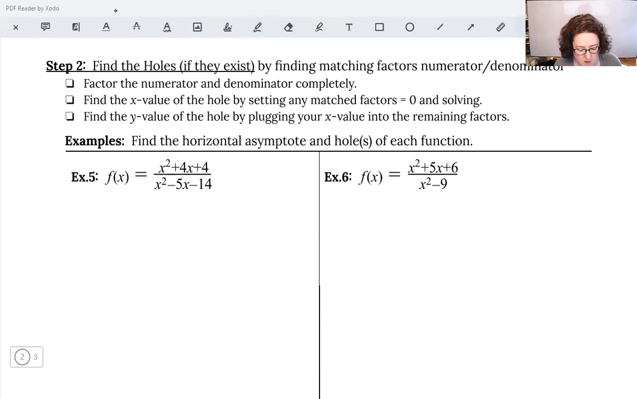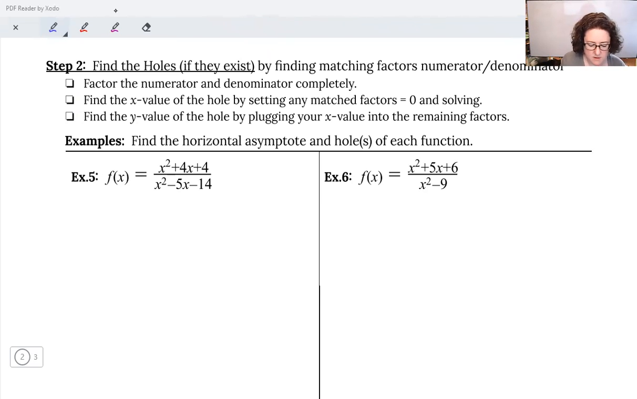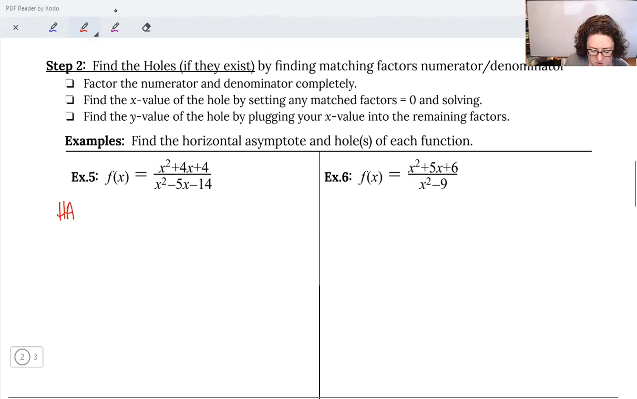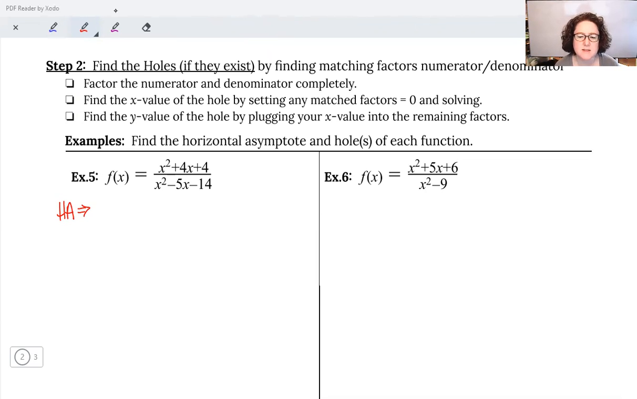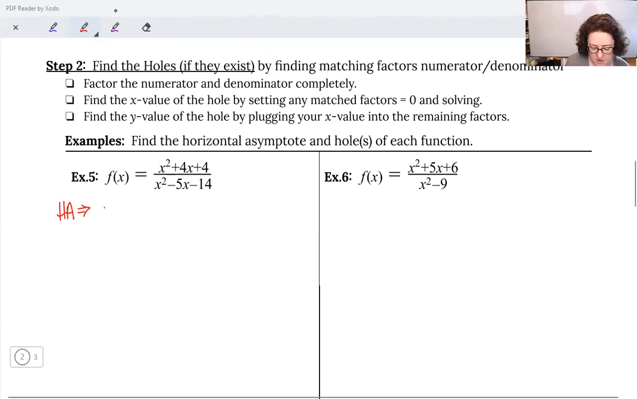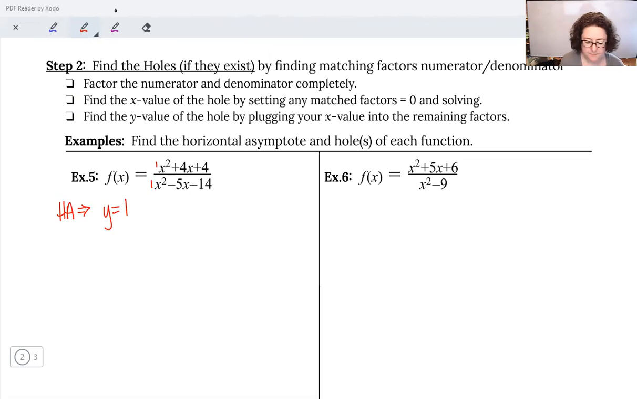So in example 5, first off, let's go ahead and think about that horizontal asymptote before we do anything else. In this one, just to practice what we already had, our degrees are exactly the same. So that means we're going to have y equals 1. The leading coefficients on both of our expressions are 1. Alrighty. So now let's look at factoring this out.